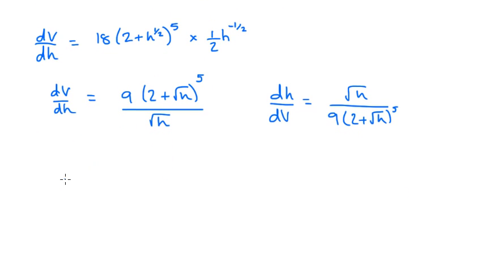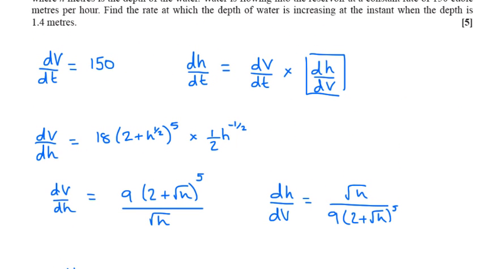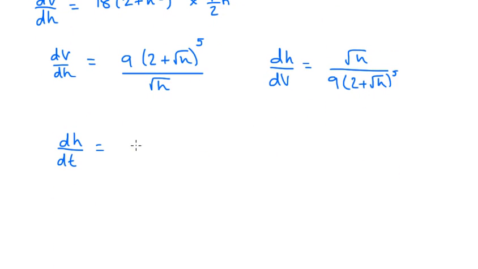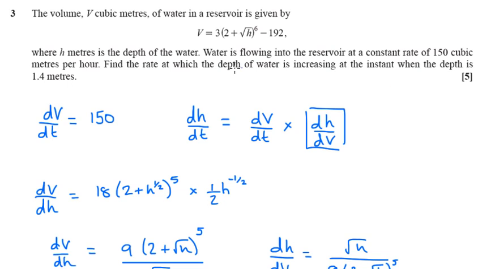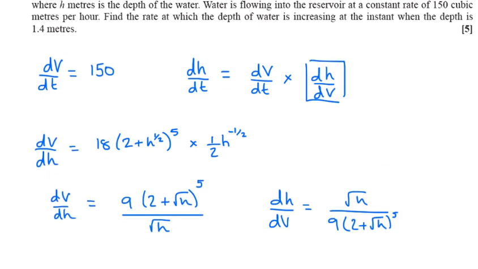So dH by dt, which is what we're looking for, is equal to dV by dt, which is 150, times dH by dV. So we've got 150 root H over 9 bracket 2 plus root H to the power of 5. And it wants us to work out the value of dH by dt at the instant where the depth is 1.4. So when H is 1.4.